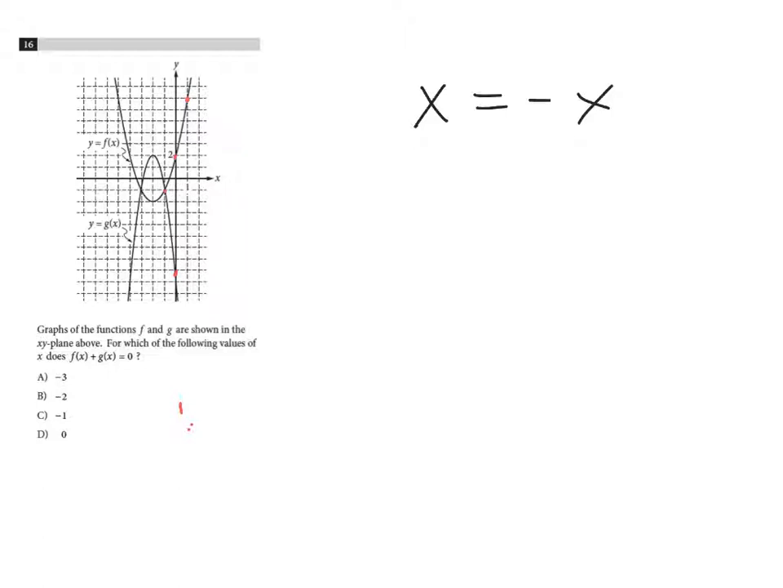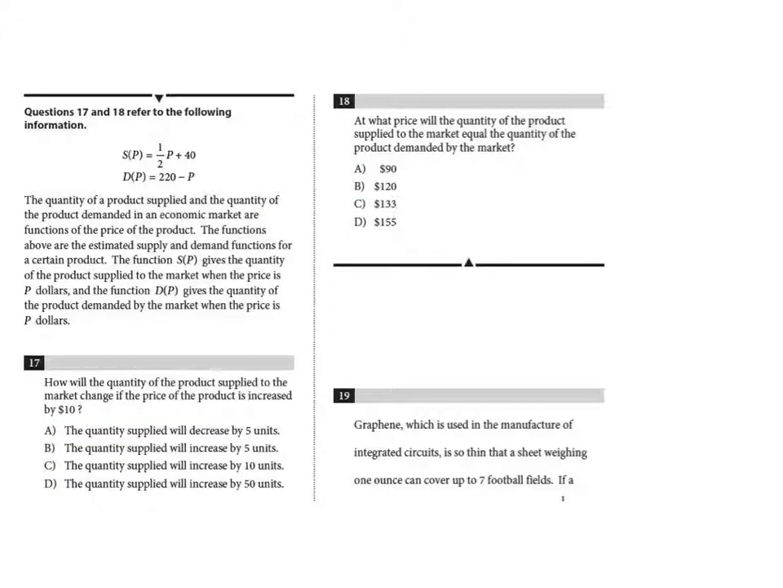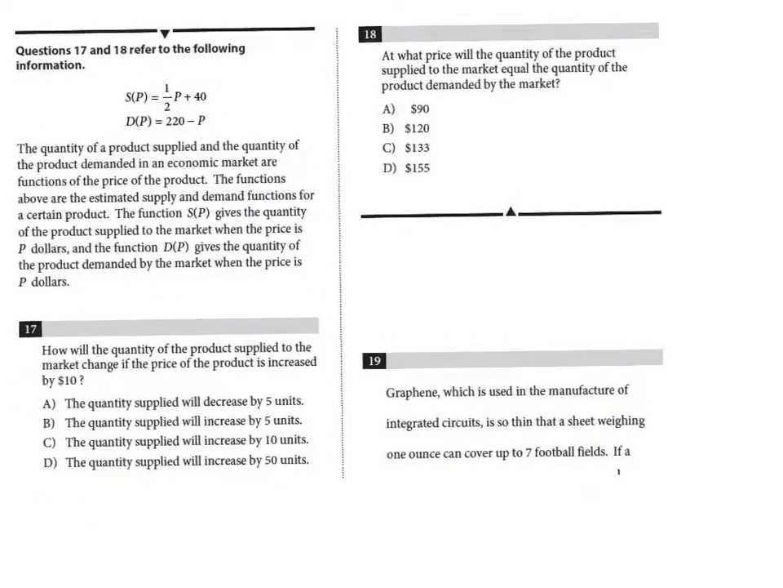Oh, right here, so when x is negative 2, g of x is positive 2, and f of x is negative 2. Those would be additive inverses, and they would add up to 0. So at x equals negative 2, the sum of the functions is 0. Okay, let's see. All right.